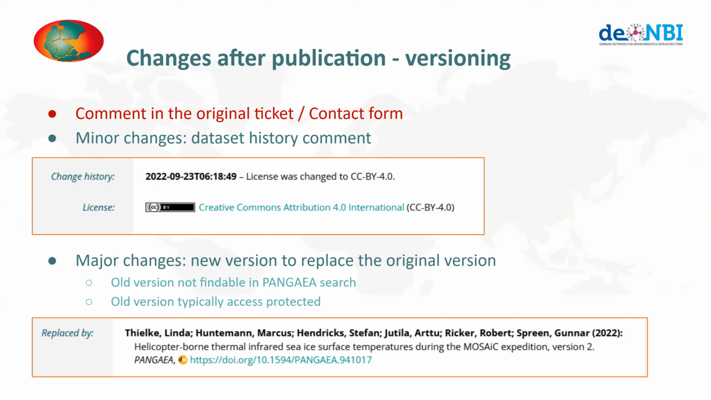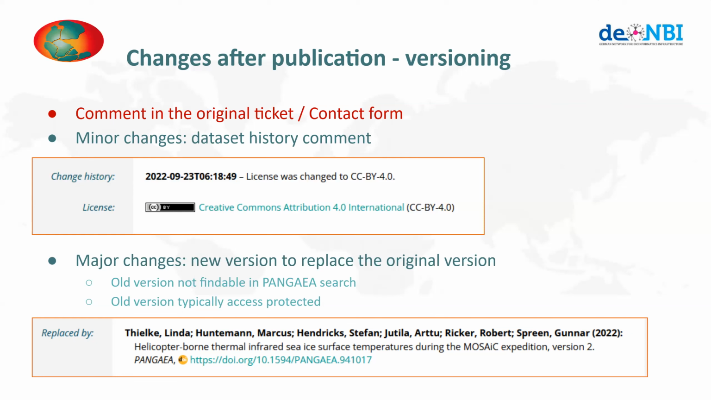So basically we cannot delete a published data set from PANGAEA. What we can do is replace it by a new version. So what happens in this case is that basically the old version will be hidden. It will still exist, but will be hidden from the search at PANGAEA. Instead, the new version will be findable.